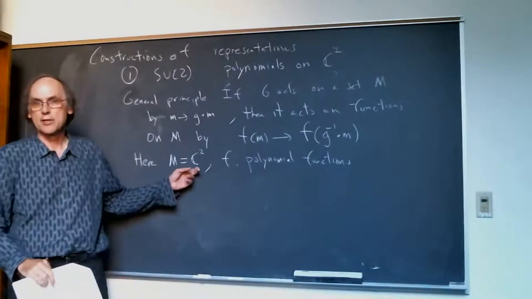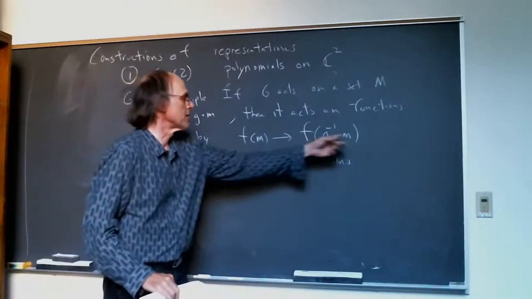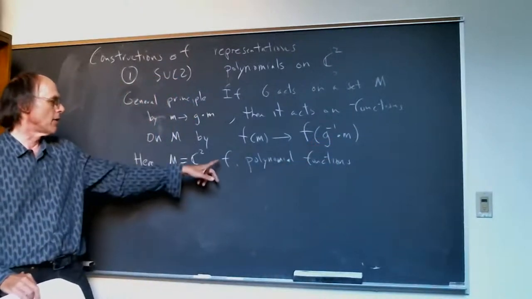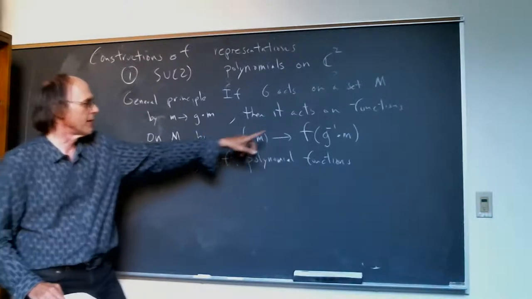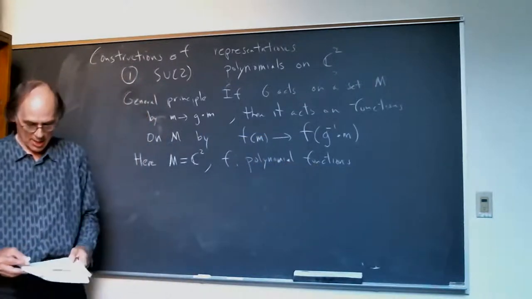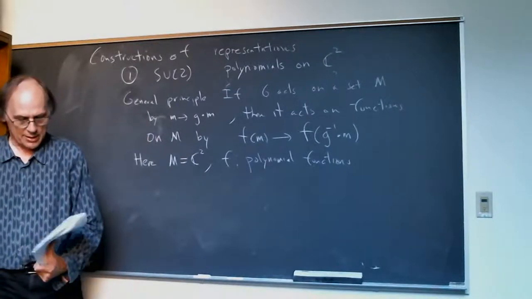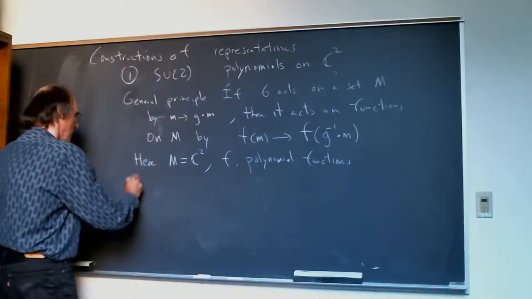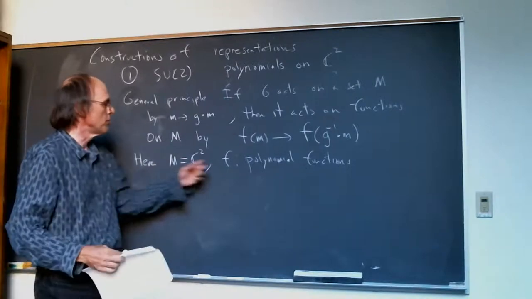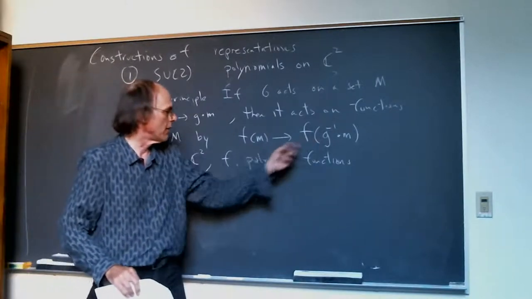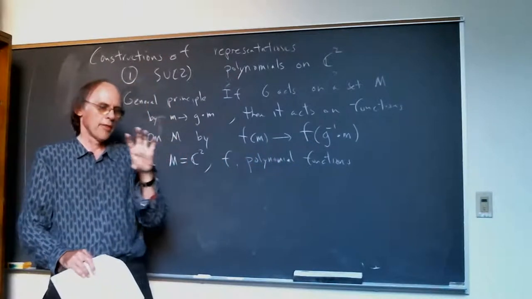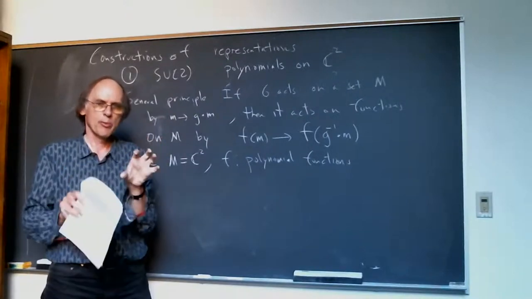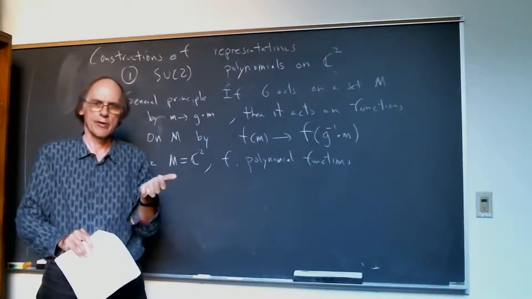So SU2 acts on C2, then it's going to act on functions of C2 by this formula, where you have to understand what this really means. And then you explicitly want to do this not for any function, but just for polynomial functions. I try to work this out in the section. And what you find is that when you act by SU2 on polynomial functions in this way, the thing that you don't change is the degree. If you have a monomial of a certain degree, you don't change the degree of the monomial.